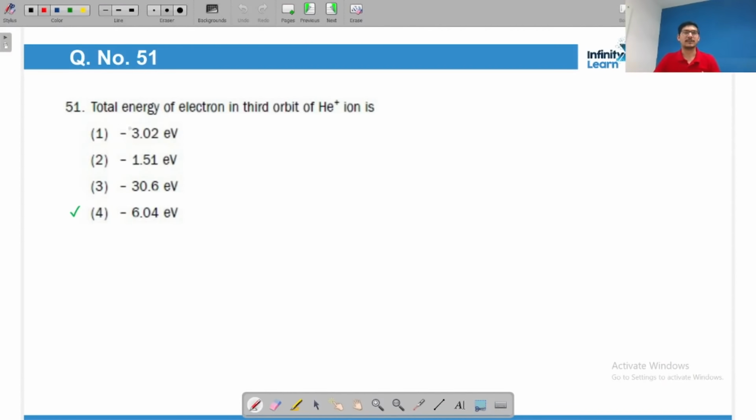Here's question number 1. Total energy of electron in third orbit of helium ion would be. So total energy is equal to the energy of electron and it is equal to minus 13.6 Z square by N square. Is that clear, guys? So total energy of electron in third orbit. So the value of N is 3 and for helium ion Z is equal to 2. So substitute the values, you will find it. The answer will be minus 6.04.